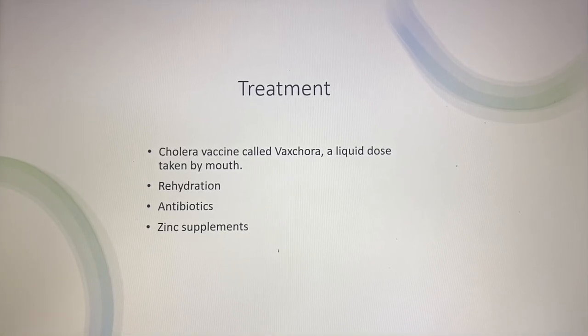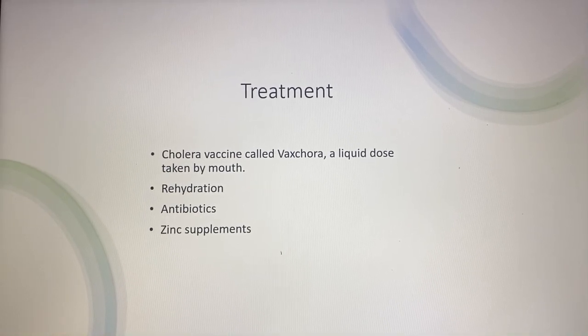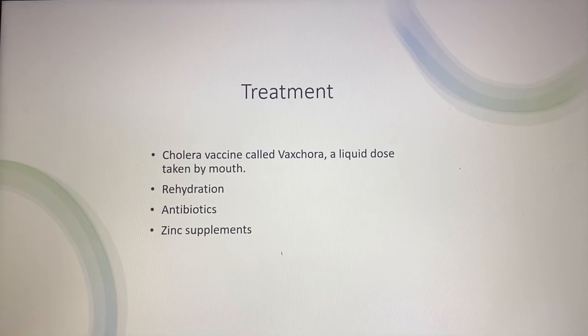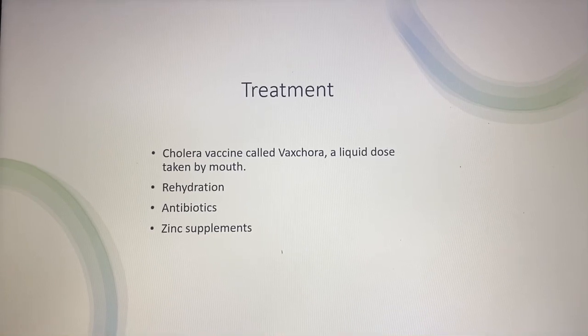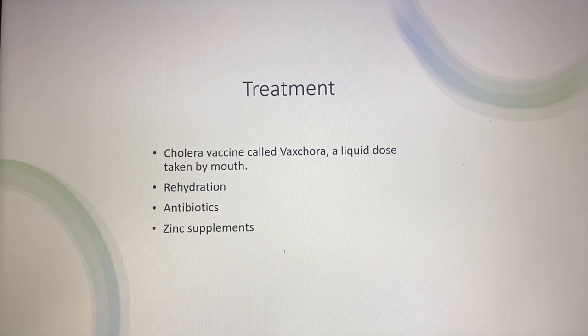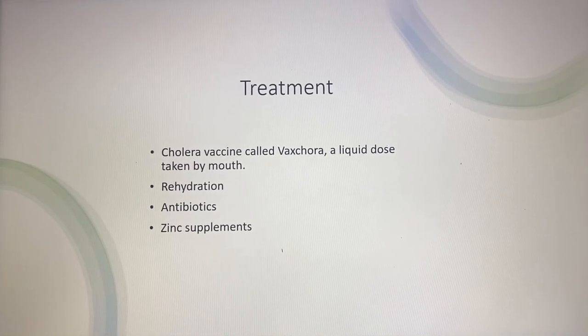Then we have rehydration. After going through all of the symptoms and signs, you vomit, you have diarrhea, you lose a large amount of water, which is dangerous to you and can lead to death. So you need to rehydrate to replace the lost fluid and electrolytes. And then we have antibiotics. Antibiotics help to reduce the bacteria and also shorten its duration in severely ill people. We also have zinc. Zinc has been shown to decrease diarrhea and shorten the duration of infection as well, but mostly in children.